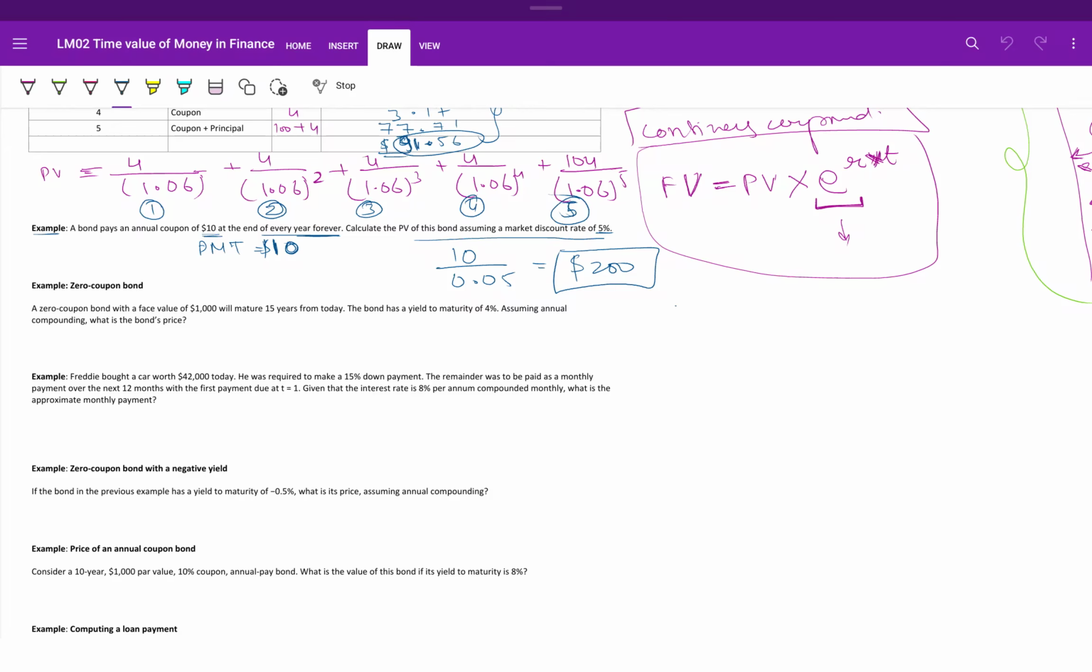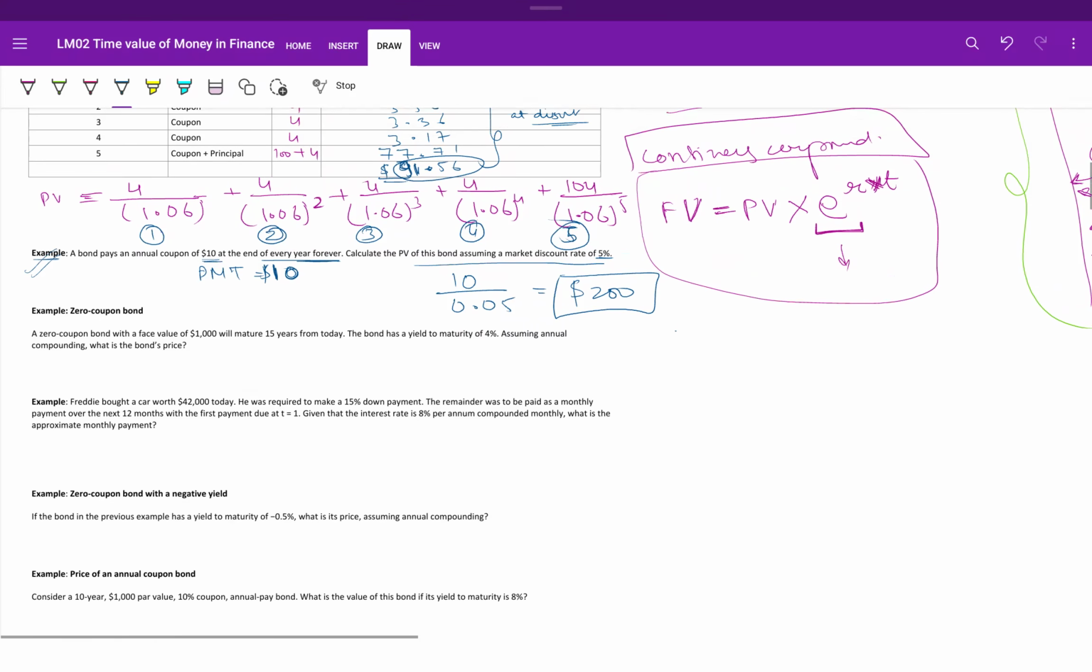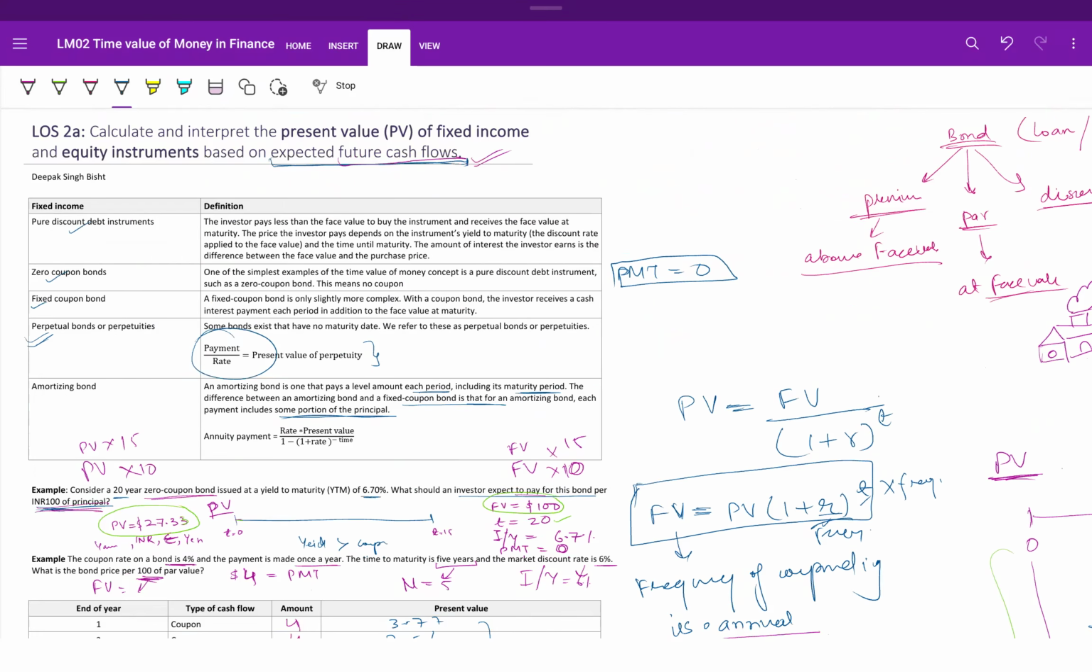So we talked about perpetuity as of now. We have done this question and understand this thing. When we talk about perpetuity, there is no specific maturity for a bond. When we say this is a perpetual bond, the property of a perpetual bond is they do not have any maturity date. So we refer to these bonds as perpetual bonds or perpetuities.